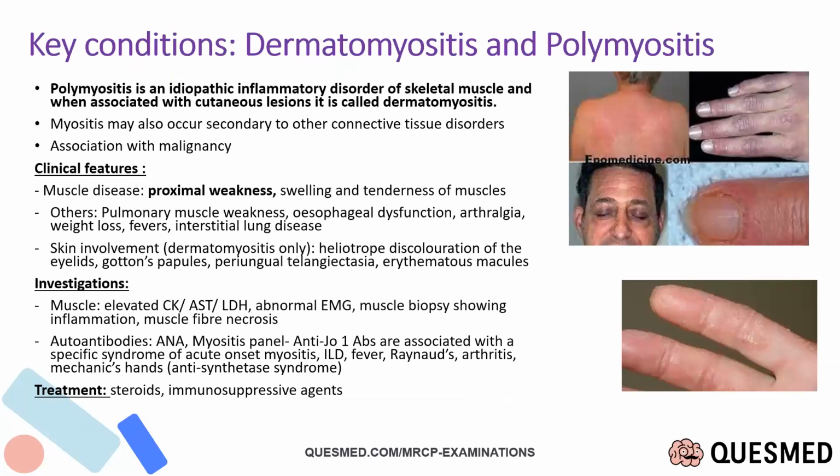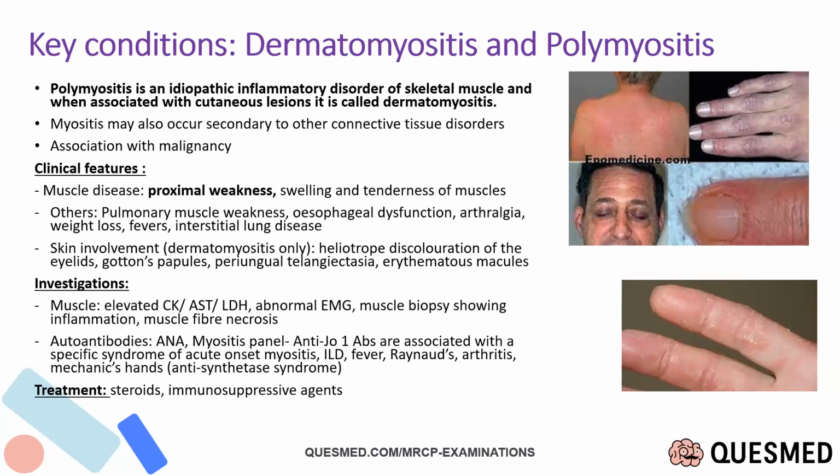So next we're going to move on to dermatomyositis and polymyositis. These are an idiopathic inflammatory disorder of skeletal muscle, and then when you get the skin involvement, it becomes dermatomyositis. It can also occur as a secondary issue with other connective tissue problems. So you might get lupus with a polymyositis, or systemic sclerosis with a myositis overlap as well, just to be aware. And there is this association with malignancy.